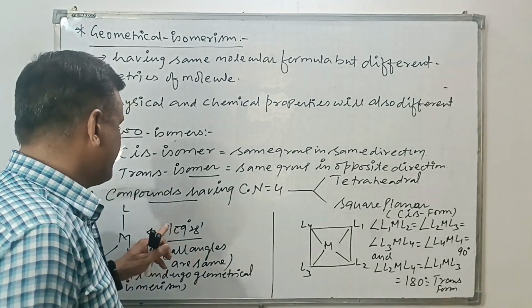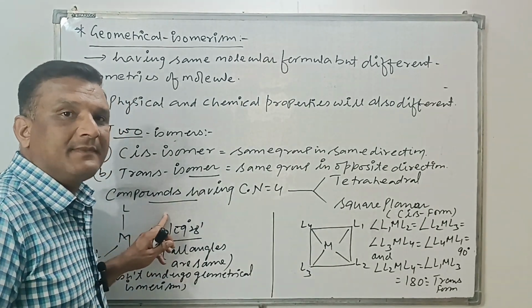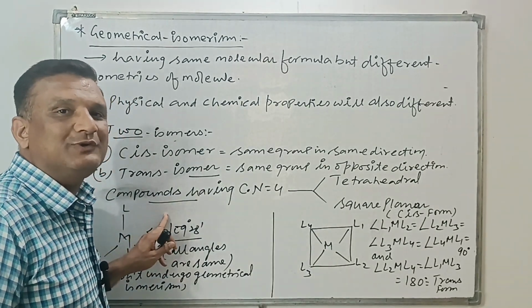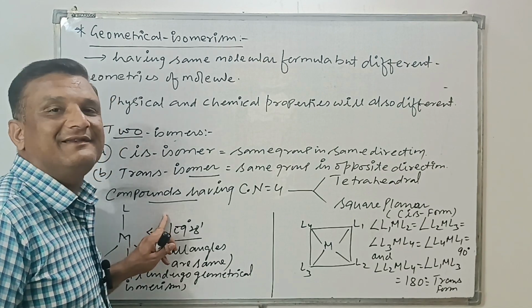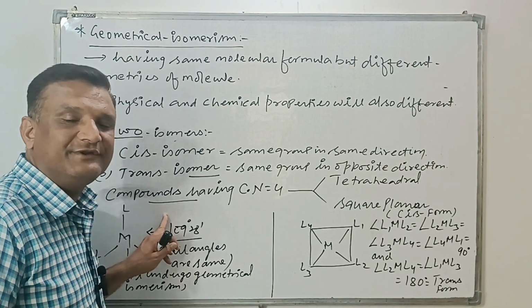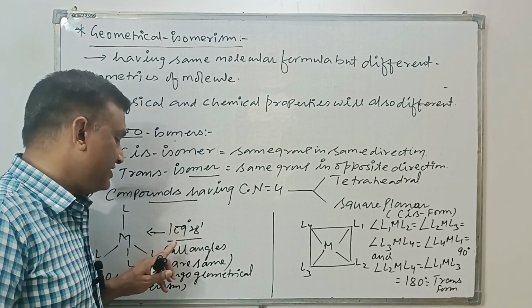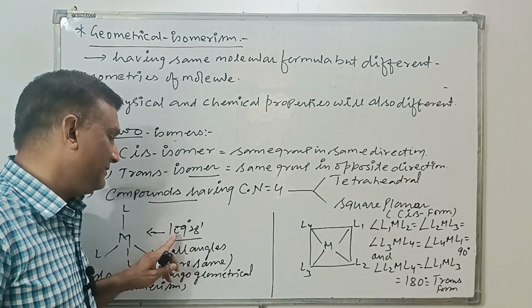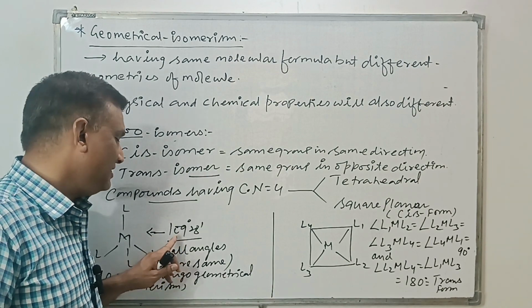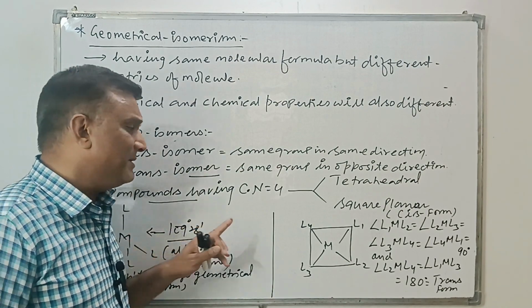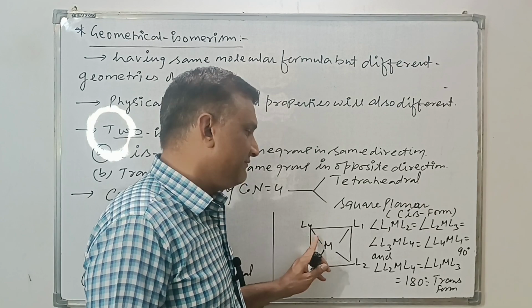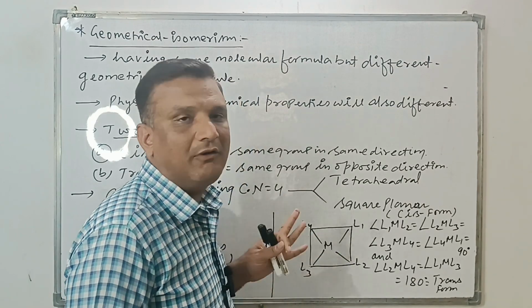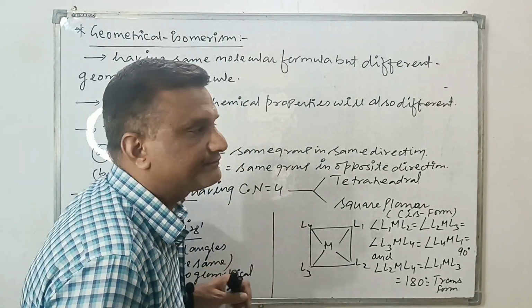This is a question also asked in CBSE and related to NCERT: why does tetrahedral geometry not undergo any kind of geometric isomerism? Then you will say the value of the bond angle will be the same, 109 degrees 28 minutes, but in square planar geometry there are two types of bond angle. That's why it undergoes geometrical isomerism.